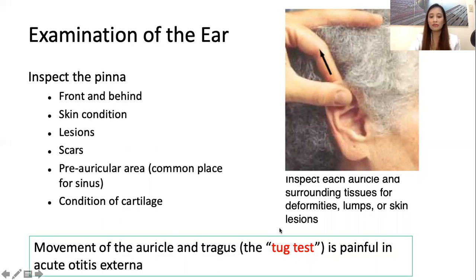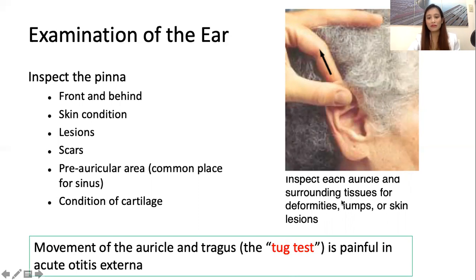You can also do the tug test. You just pull on the ear. Any movement of the auricle and the tragus is painful in acute otitis externa. So you just talk. You ask the patient, is that painful? Or sometimes you don't even have to ask, they will complain. Ay! So that's a sign of acute otitis externa.